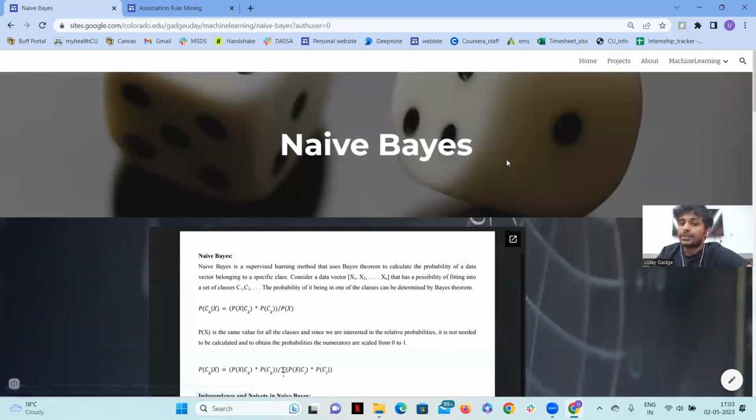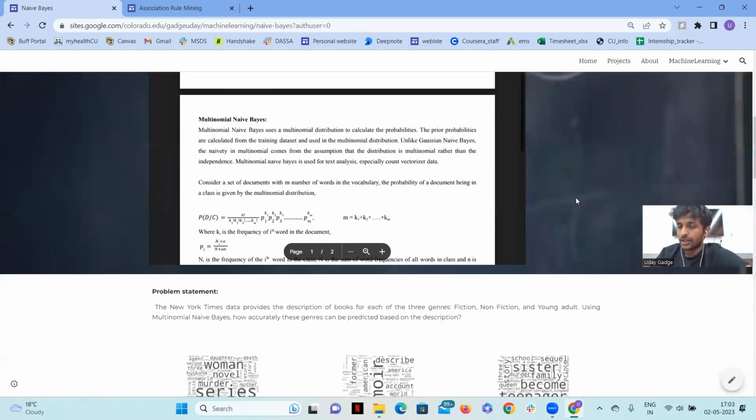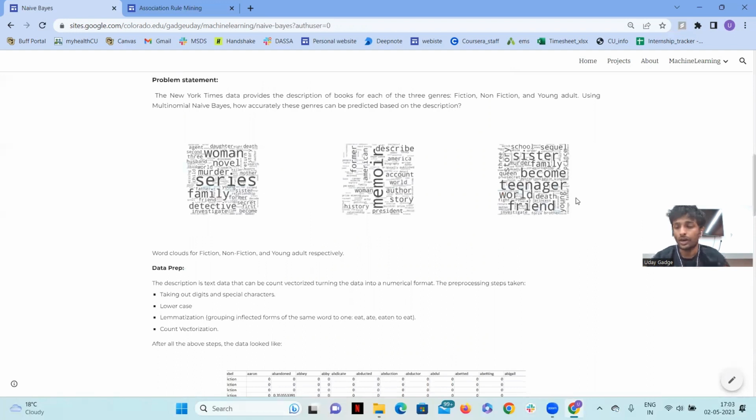Then I used different prediction tools on New York Times bestseller descriptions for fiction, nonfiction, and young adult to see if I can predict the genre or the category of that particular book based on the description that's written in the New York Times column. And this is for fiction, this is for nonfiction, and this is for young adult. And a lot of the words are kind of what you would expect.